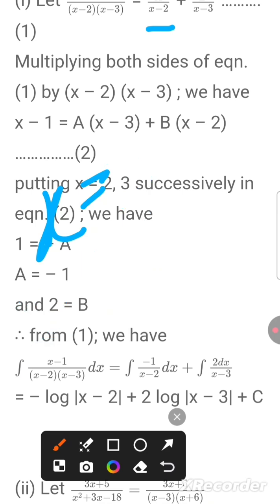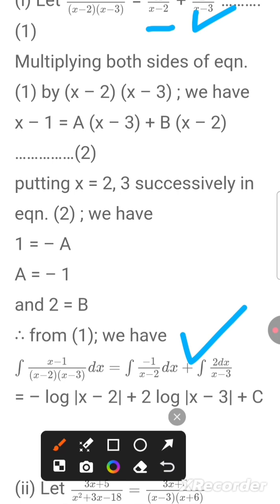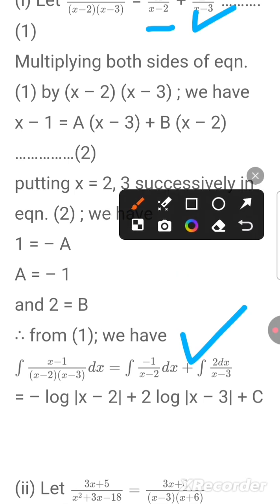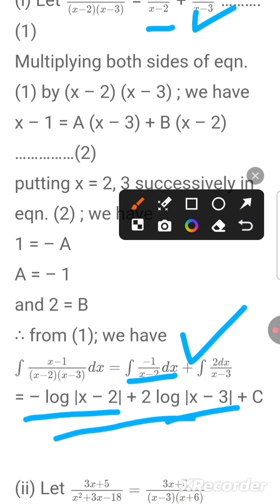Now we will substitute the values of A and B here. So the given integration turns into integral of minus 1 by (x minus 2) dx plus integral of 2 by (x minus 3) dx. After integration, the integral of the first is log of (x minus 2) and the integral of the second is log of (x minus 3). So this would be the answer to the given expression.